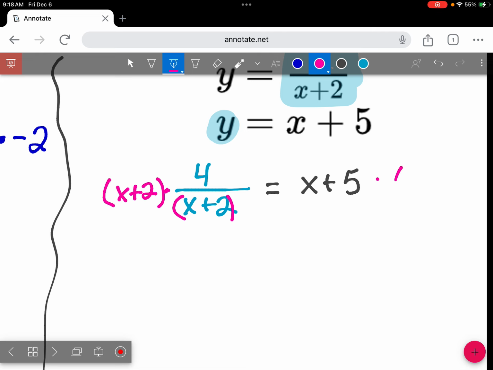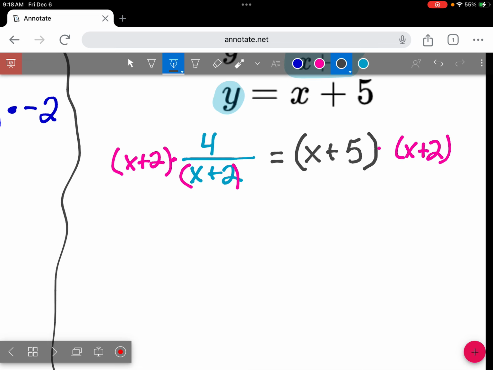To both sides. So we need to multiply it times the whole side. That chunk and that chunk will cancel out. So we're going to be left with just 4 on the left-hand side for now. What do we get on the right-hand side? X squared. 5x plus 2x gives me plus 7x plus 10.